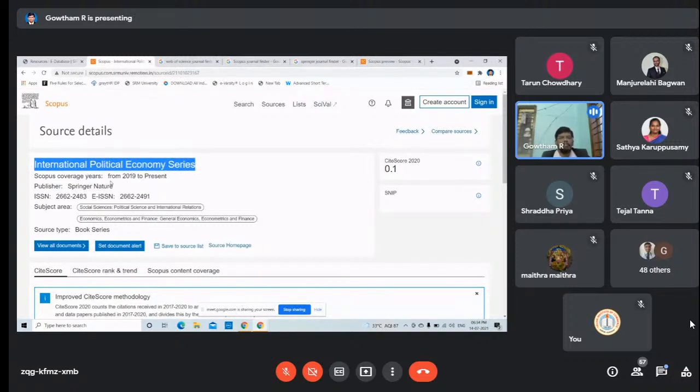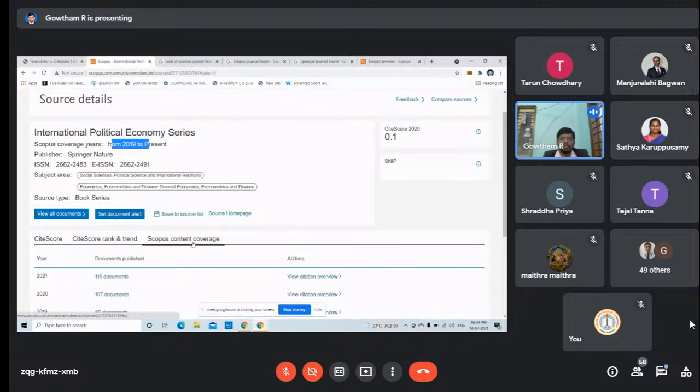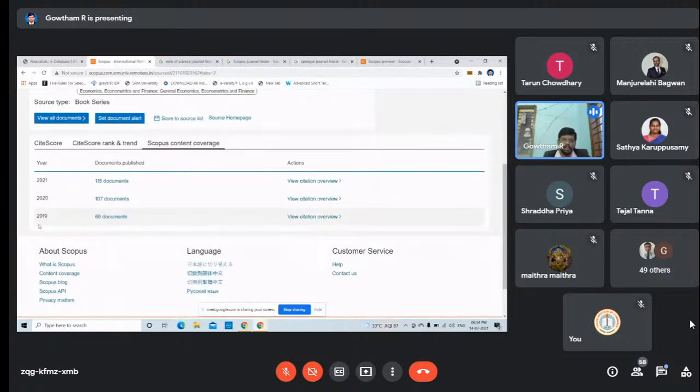And what they are saying, coverage years. This will show from which year this book series got indexing in Scopus. So this, if you see, is getting covered only from 2019 to present. To present means till current date it is getting indexed, right? So how to check whether this year any paper has been published? You can click on the Scopus content coverage and it will show you the years. See, this year it has already indexed 160. So no problem, you can choose this journal.